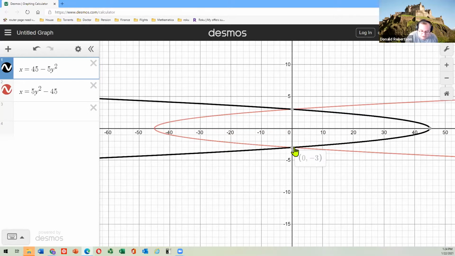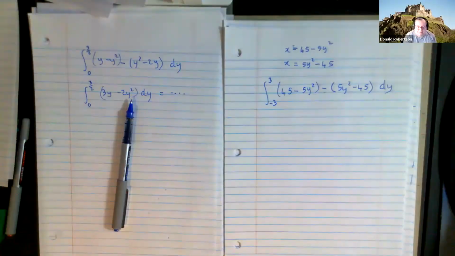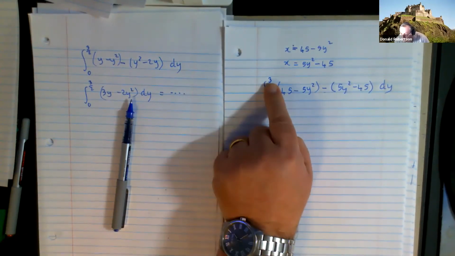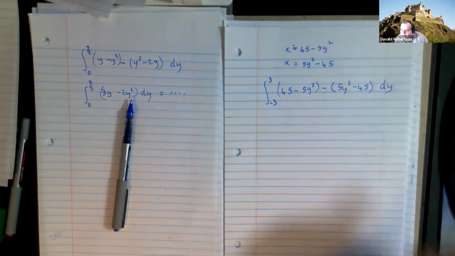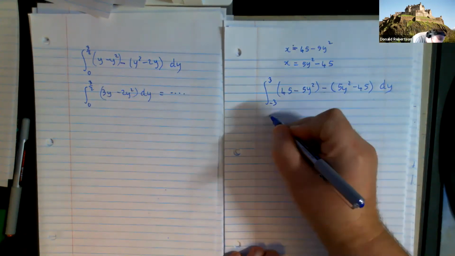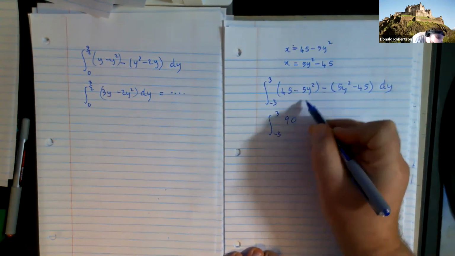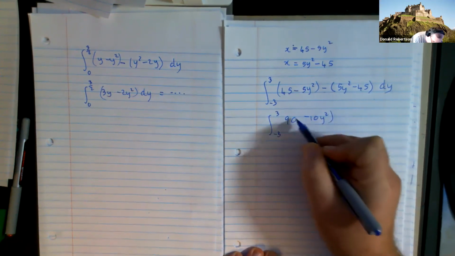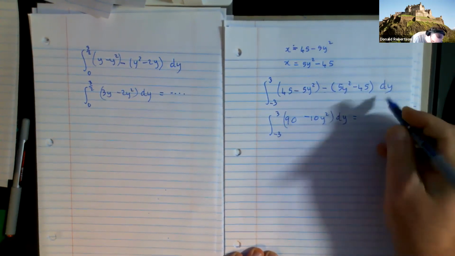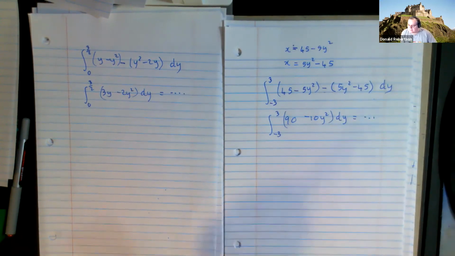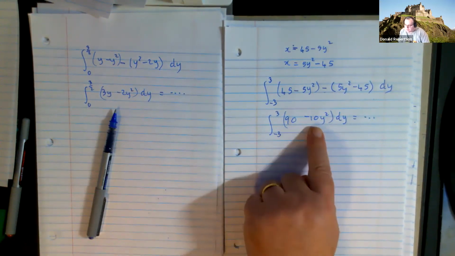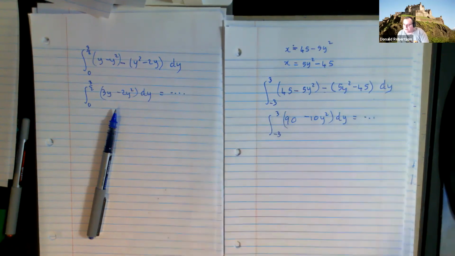Okay, now let me show you what I got from that picture. From -3 to 3, black guy, take away red guy. If it's possible, combine terms. 90, take away 10y squared, dy. Can I do my dot, dot, dot again? Isn't that just a power rule? Evaluated at y equals -3 and 3. And that's you finished.